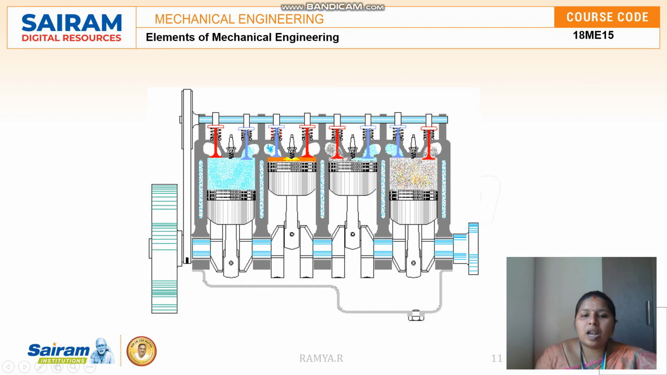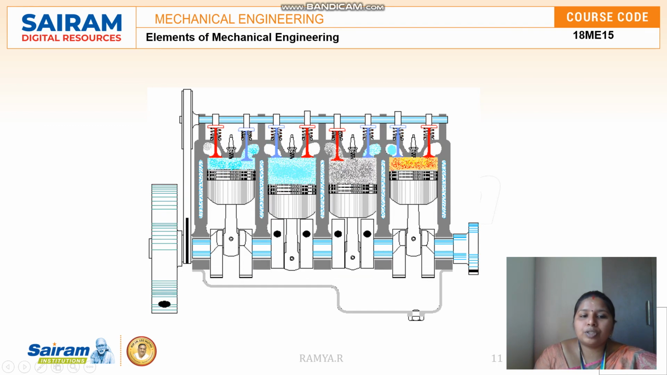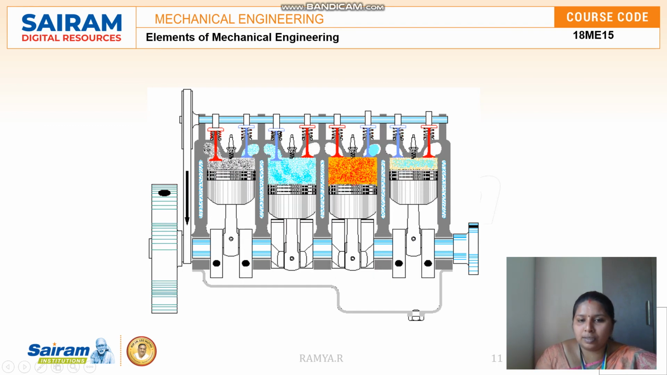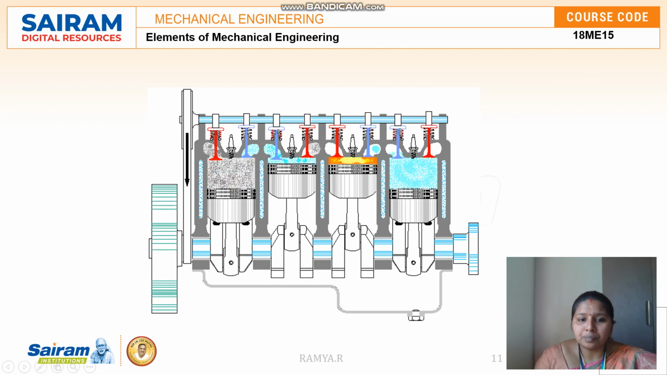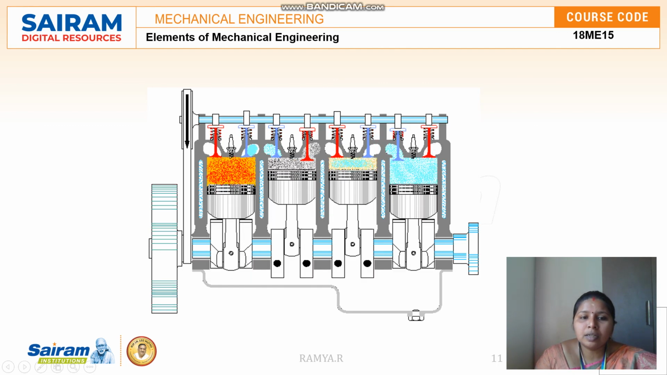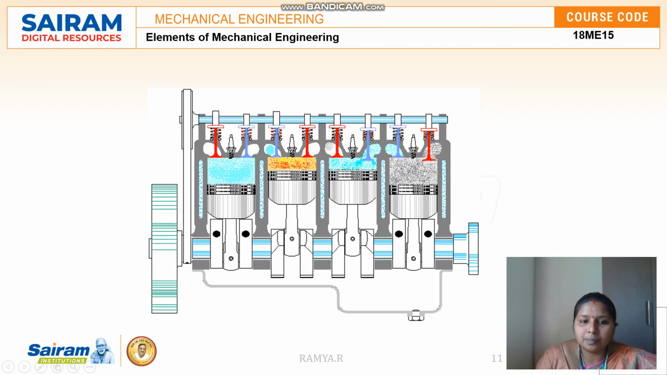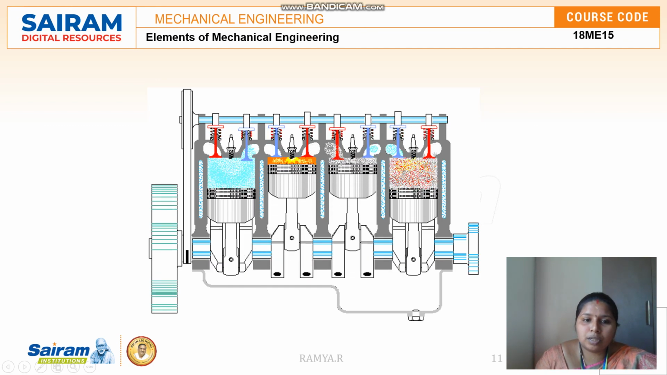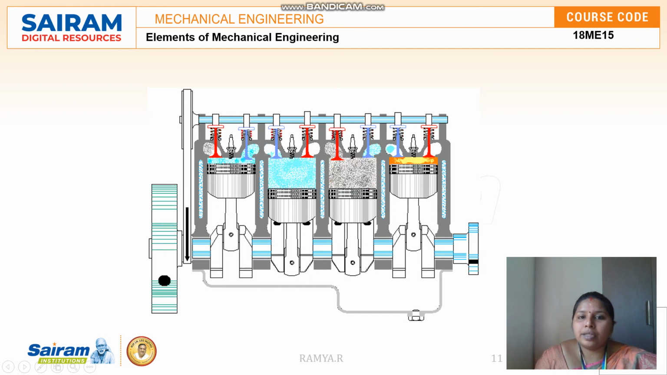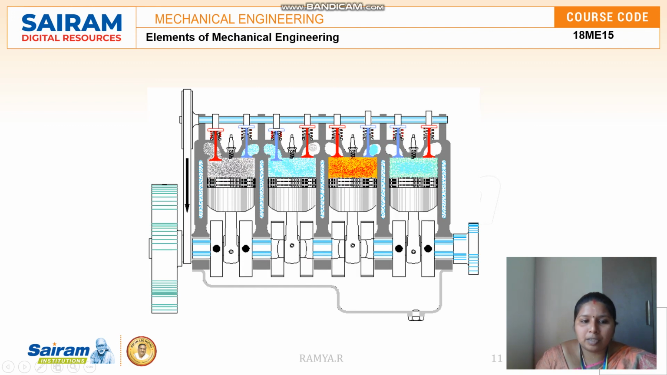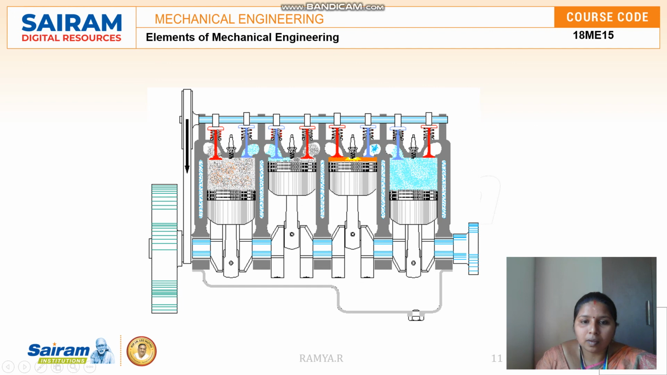So here is a small animation of how the combustion takes place. This is the multi-cylinder. So here you can see the petrol air fuel mixture is coming inside, and it moves the combustion. All these things are shown as an animation. So this is about the four stroke petrol engine and the diesel engine.